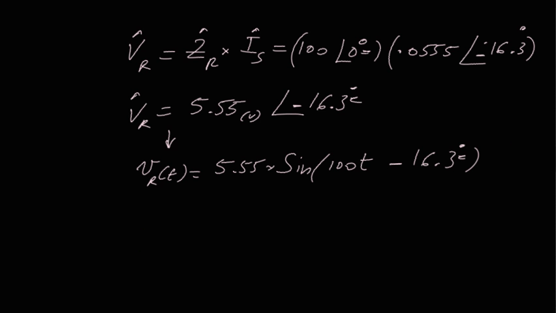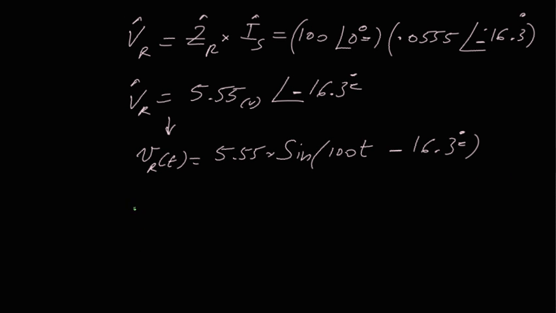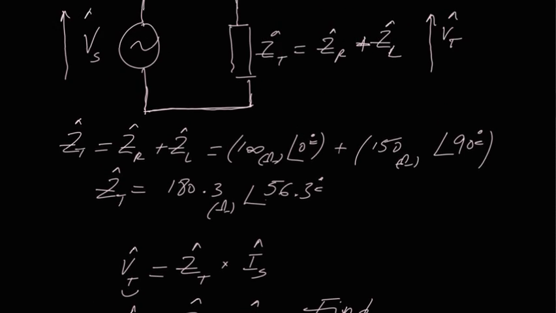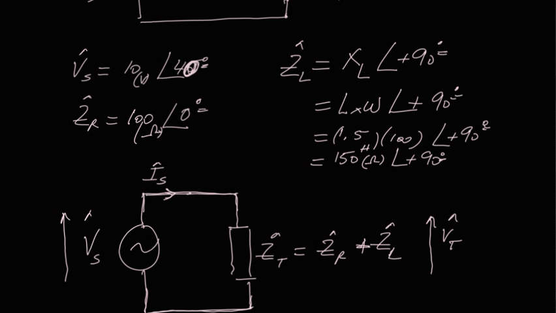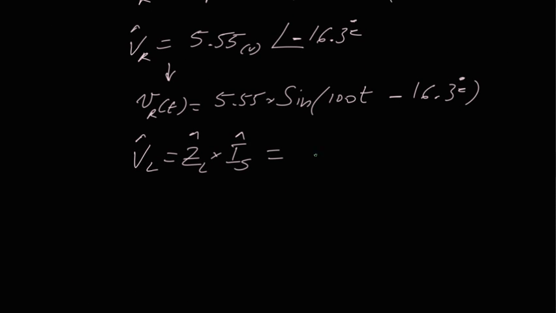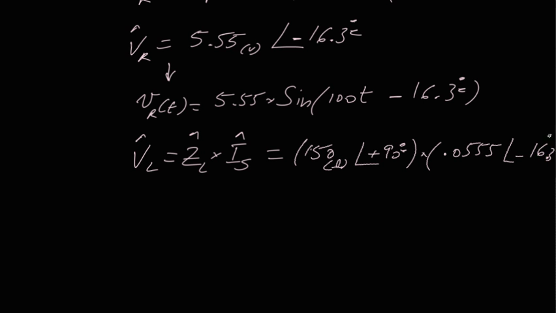And finally, VL. So in the phasor domain, VL is ZL times IL, but IL here is simply Is. So we just need to find ZL. I don't remember the values, so where is ZL? ZL was 150 with an angle of 90. So ZL is 150 ohms, obviously, with a plus 90 degrees. And Is is 0.0555, angle of negative 16.3 degrees.